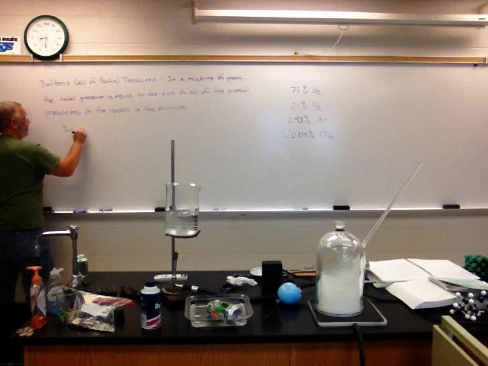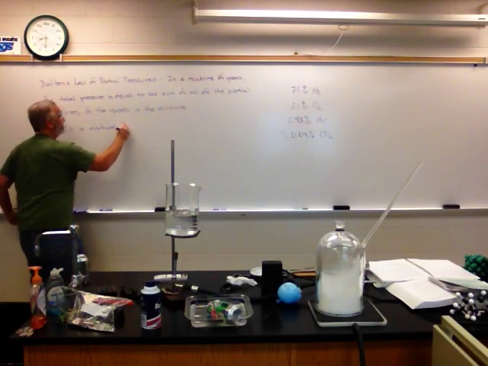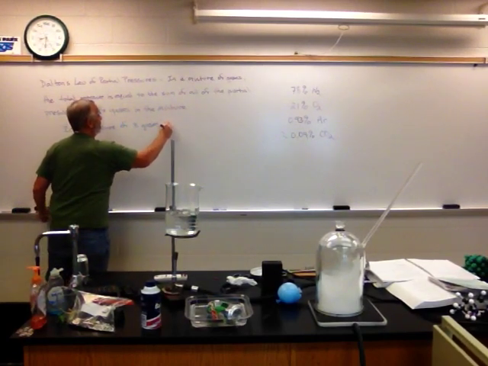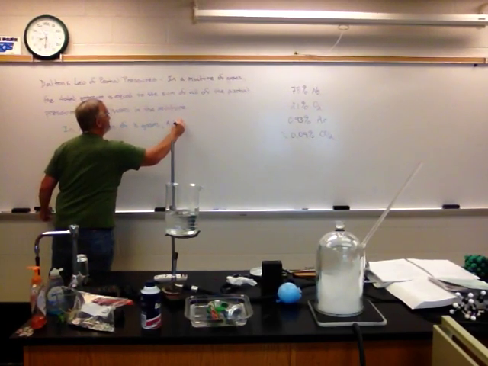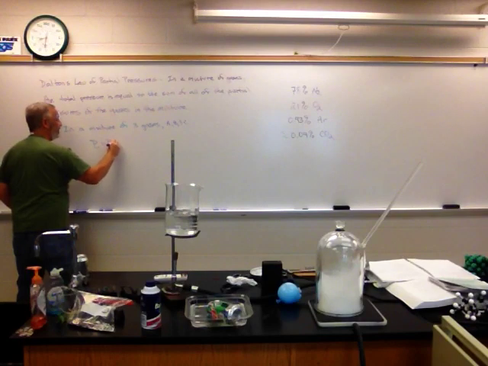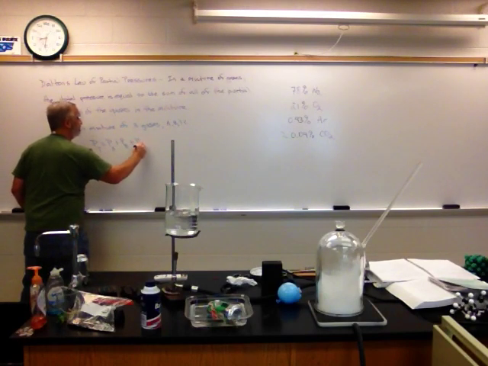In a nutshell, in a mathematical way, we can say that in a mixture of 3 gases, A, B, and C, the total pressure is going to be the partial pressure of A plus the partial pressure of B plus the partial pressure of C.